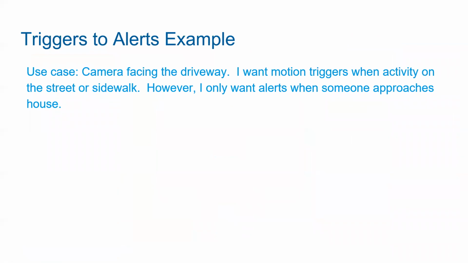So here's a scenario. Triggers to alerts example. Use case: cameras are facing the driveway. This came up from a bunch of homeowners. I want motion triggers when there's activity on the street or the sidewalk. Like if there's a car driving by, I'd like to see it on my clip list and maybe go back to it. I want to record that event. However, I only want to get alerted if someone pulls up into my driveway or walks onto my property. That makes sense, right? You want to do two things with the same camera. So how do you do this?